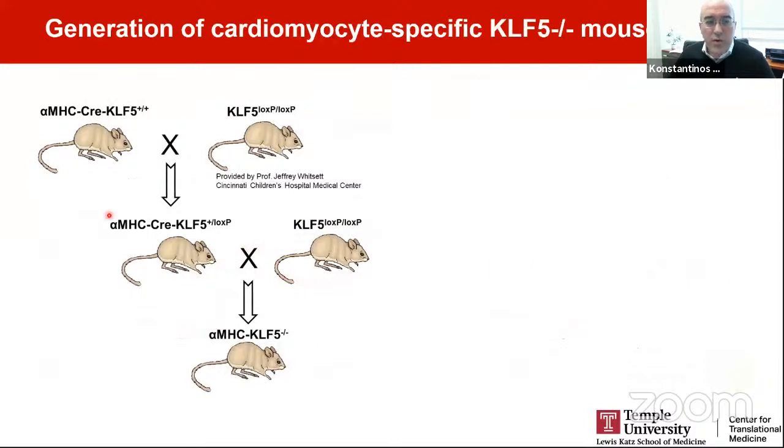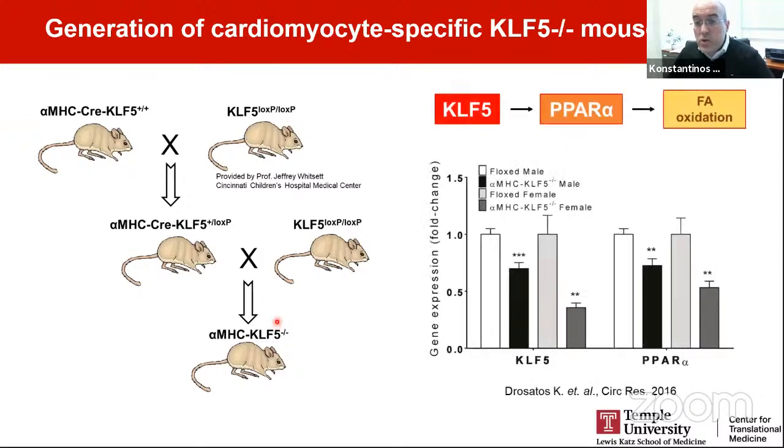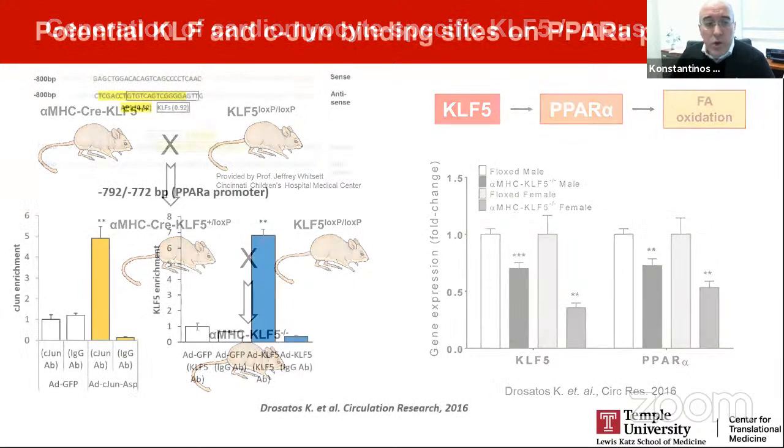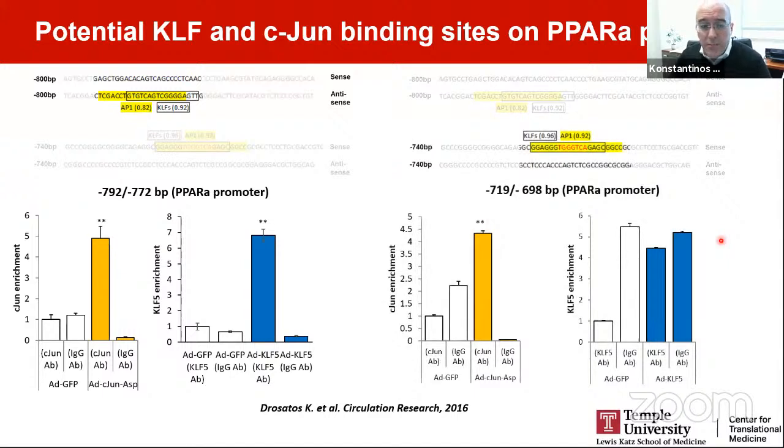Despite these findings, we took the risk, when I was in Ira's lab, to make cardiomyocyte-specific KLF5 knockout mice by crossing the KLF5 floxed mice that we got from the group of Jeff Whitsett at the University of Cincinnati with the alpha-MHC Cre expressing mice. As we had hypothesized, those mice, both male and female, had lower KLF5 expression and also lower PPAR alpha expression. With chromatin immunoprecipitation assays, we confirmed that KLF5 indeed binds on one of the two predicted regions that c-Jun can also bind.